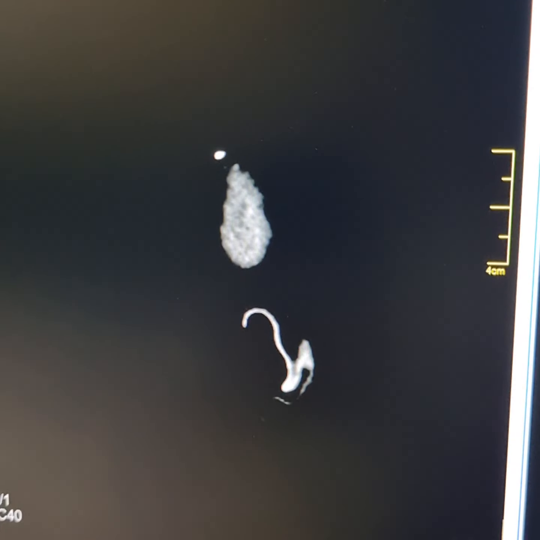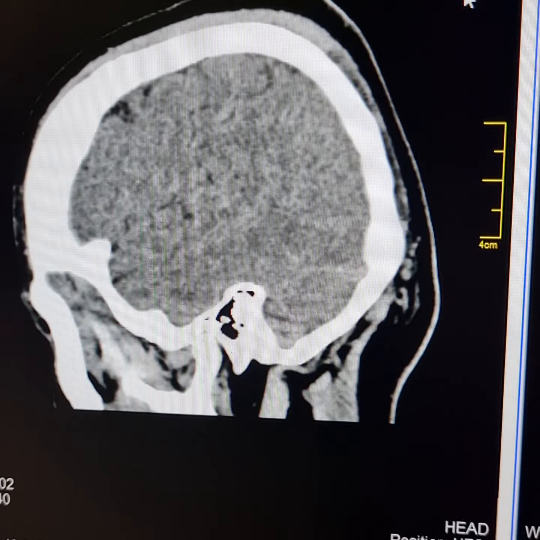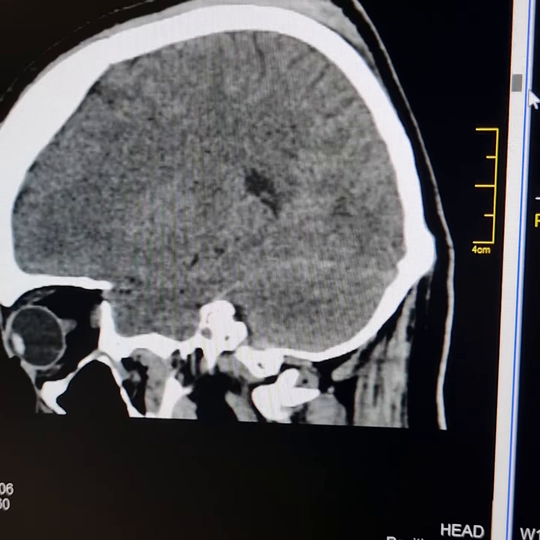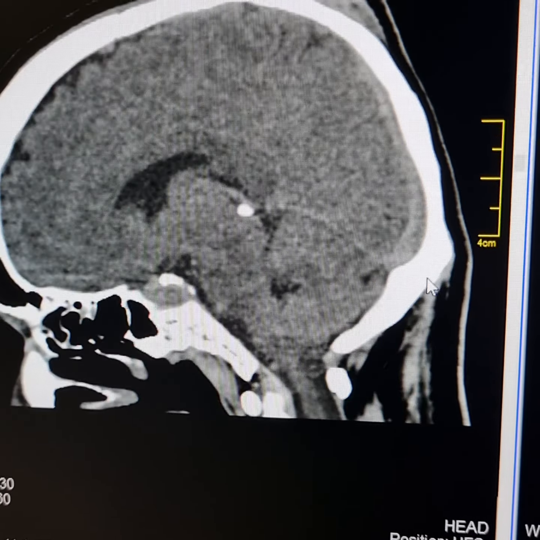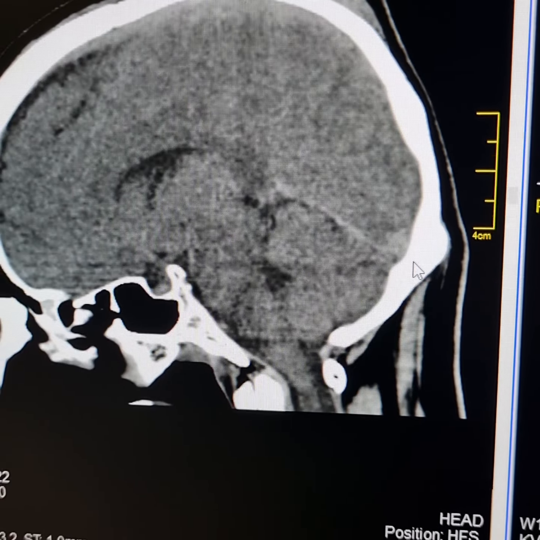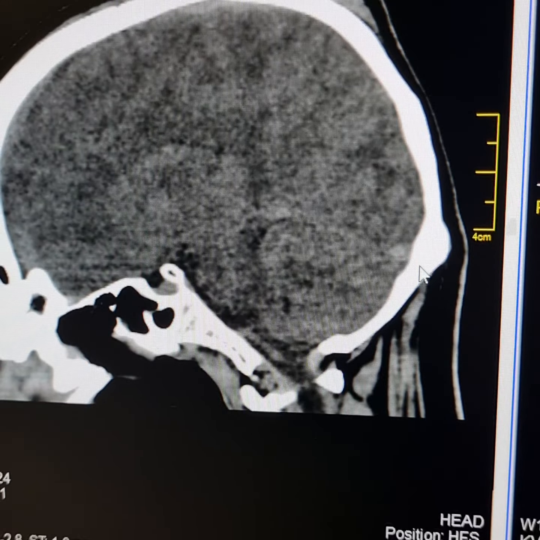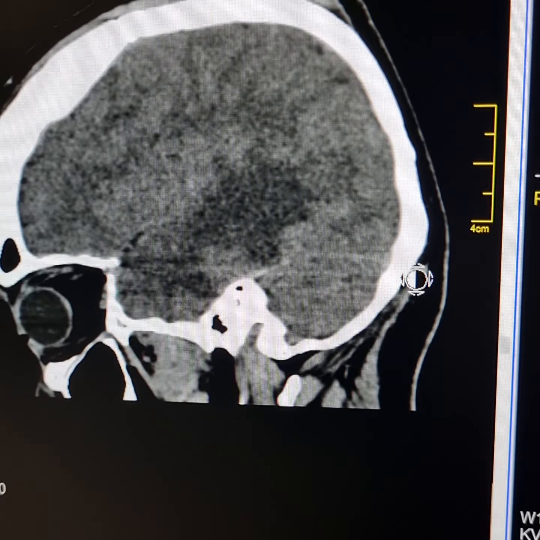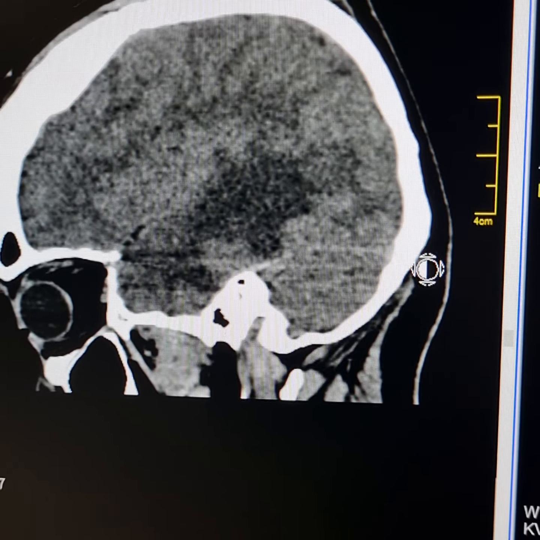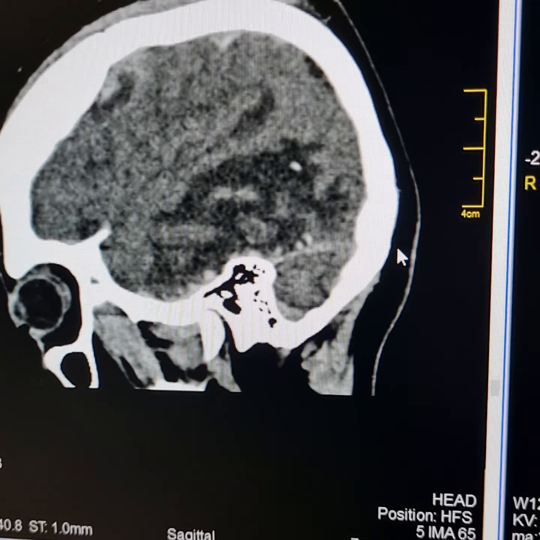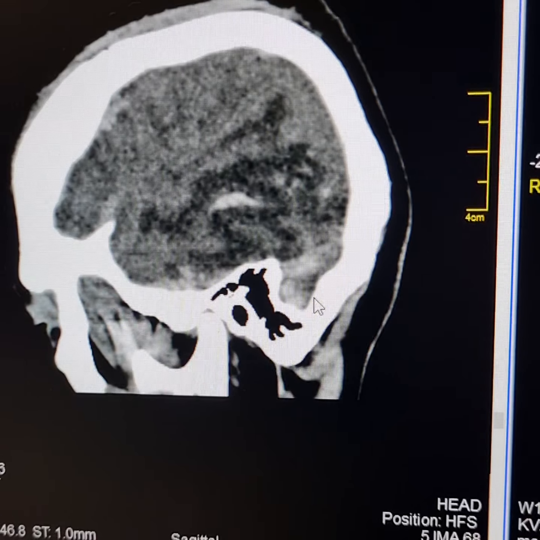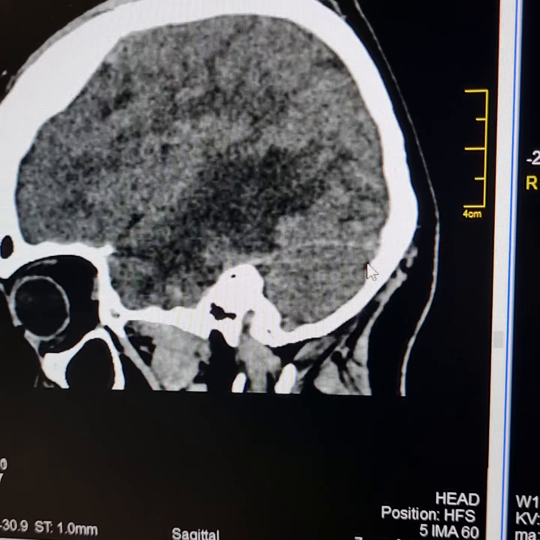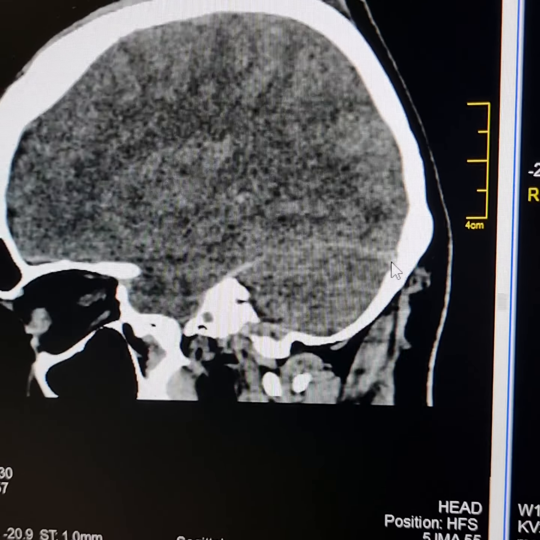Let me show you the sagittal scan. These are the hyperdense areas suggestive of thrombi.